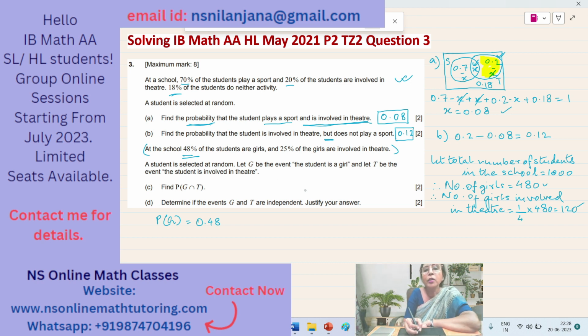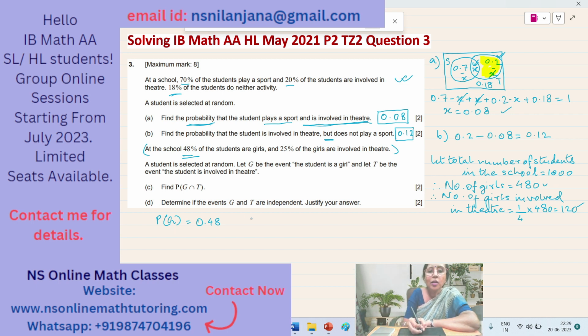So hardly ever will you see that you have to use this method, or you cannot. I haven't seen in any question it mentioned that you cannot use this method. Okay, so whatever method suits you, you apply that method, but that method has to be correct, that should be logical, and you have to give the correct answer.